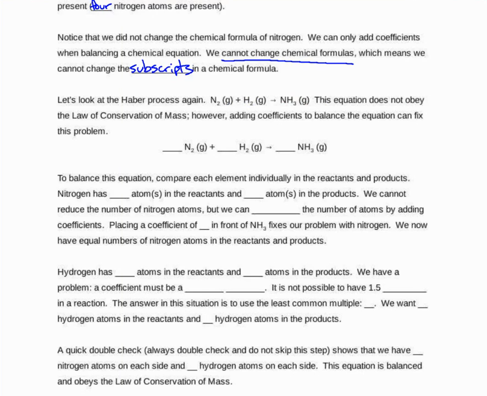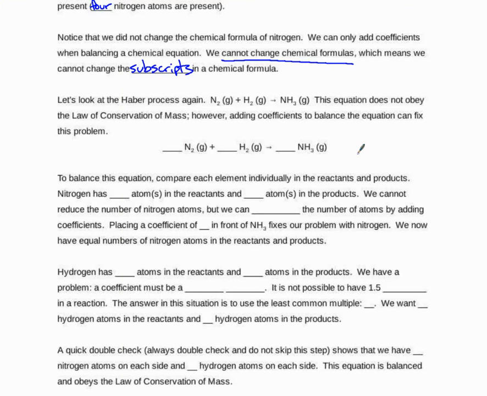But this equation doesn't obey the law of conservation of mass. This is the problem we identified earlier. I have 2 nitrogen atoms in the reactants, and I only have 1 in the products. When I look at hydrogen, I have 2 hydrogen atoms in the reactants, and then I have 3 in the products. So it looks like nitrogen is being destroyed. It looks like hydrogen is being created. Neither of those things happen, and nitrogen does not magically turn into hydrogen. So none of those scenarios are possible. Here's what we do. Adding coefficients to balance the equation will fix our problem.